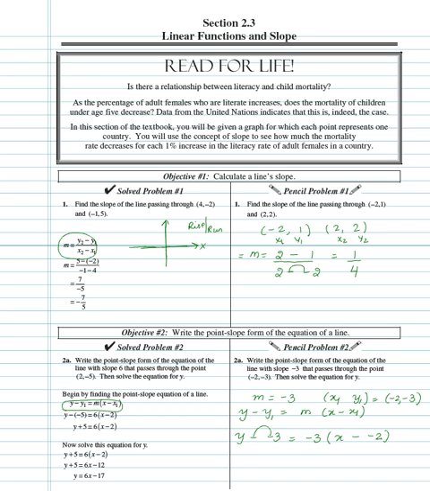Negative times negative becomes a positive. So y plus 3 is equal to negative 3 times x plus 2. So I have y plus 3 is equal to negative 3x minus 6. I subtract 3 on both sides. I end up with y is equal to negative 3x minus 9.